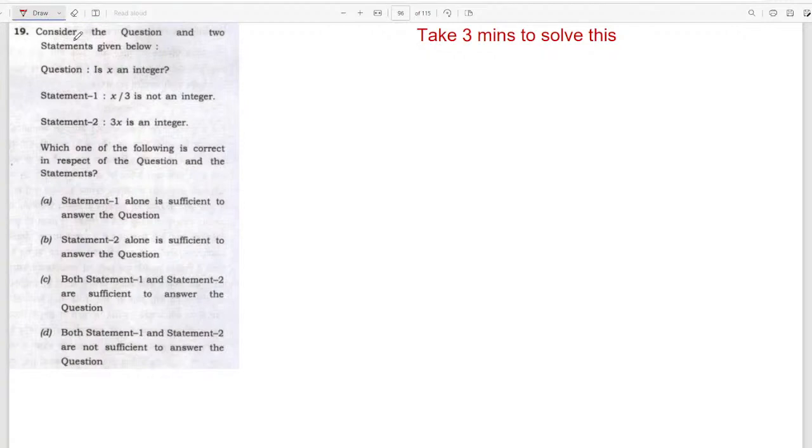So this is a data sufficiency question. Consider the following question and two statements given below. Is X an integer? So we need to get the answer as yes or no. We don't need to calculate the value of X. So the first statement is X by 3 is not an integer.